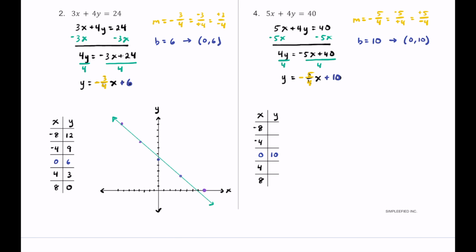Okay, now let's go and fill in this table a little quicker than we were before. So notice how these values are going up by 4 every single time. And if you see that, that's corresponding to these x values going up by 4. That means the y values must be going down by 5.